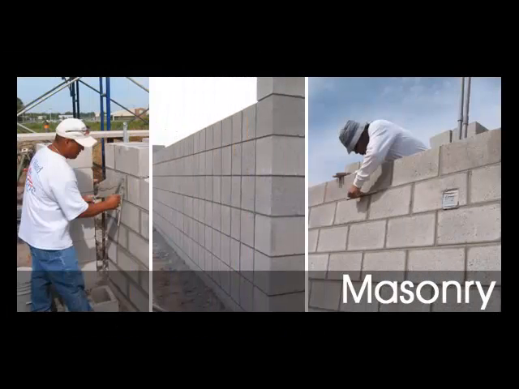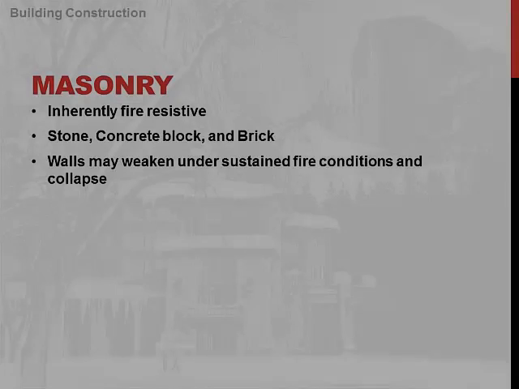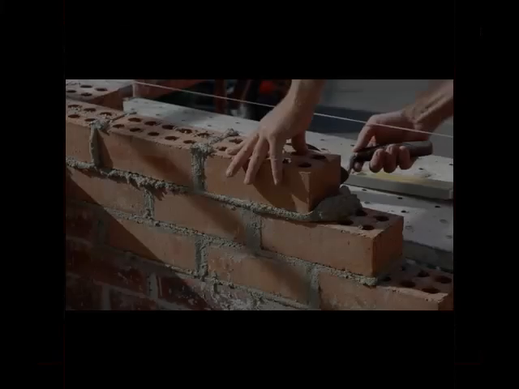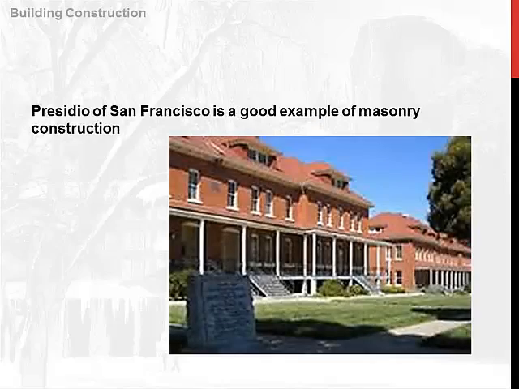Another common construction material, particularly in many of our historic buildings, is masonry. This refers to stone, blocks, or bricks. Decreased strength is going to be our chief concern with this material in regards to fire. Masonry doesn't burn, but a fire can weaken the construction and cause a collapse.